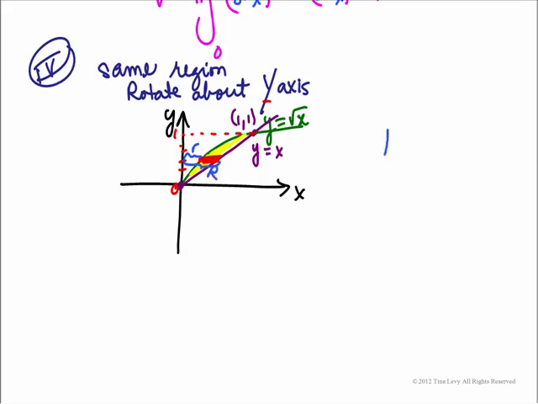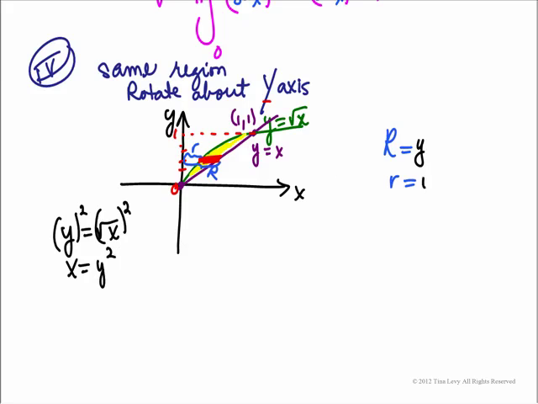We now define capital R and little r. Capital R is the x value, but it's the x value on the line. It has to be in terms of y, a function of y, and that's y. Little r is the x value on the curve, but y equals square root of x. I have to solve for x. I square both sides and I get x is y squared. So little r is the x value there, which is y squared.